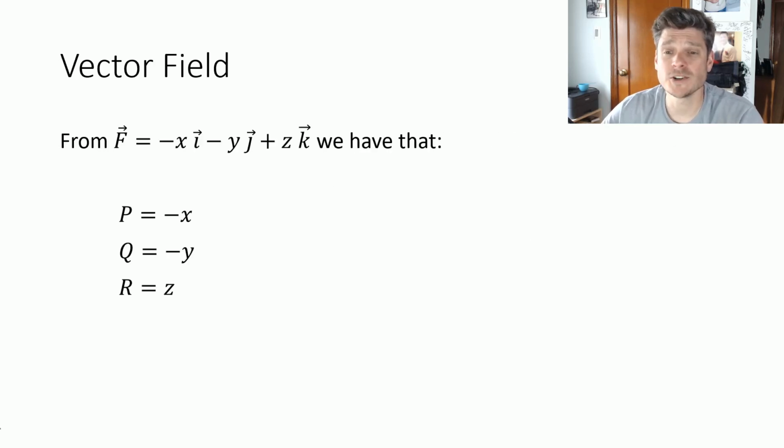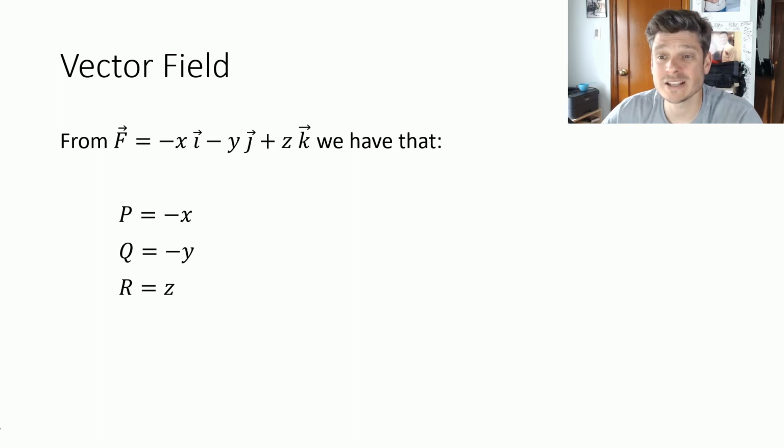So the first ingredients are going to come from my vector field. So again, I have my vector field f, and P is again my component function in front of i hat, so that's going to be negative x. Q is my component function in front of j hat, so that's negative y. And R is my component function in front of k, which is z.